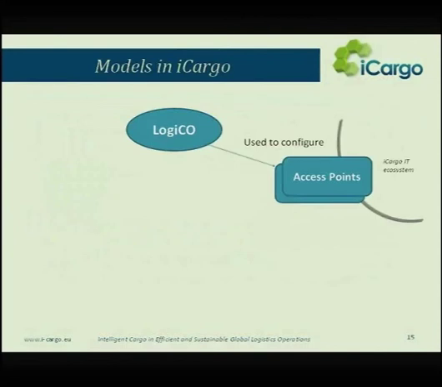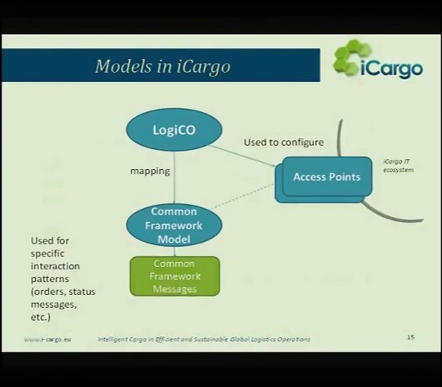So in summary, we have Logico, which we can use to configure an access point and specify the semantics of the data that is being provided by a certain organization. And that data is then exposed to the iCargo ecosystem for others to use. And we provide a mapping to the common framework model. So we also have a reference implementation and messages that can work with end user applications.